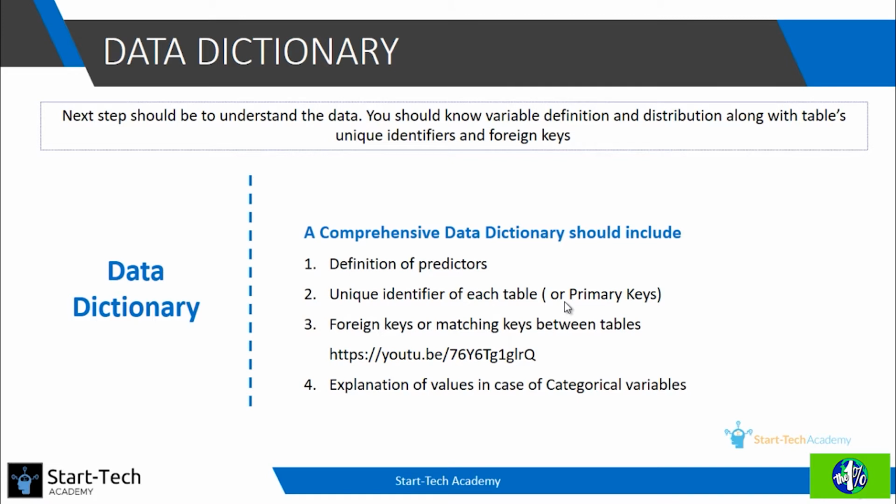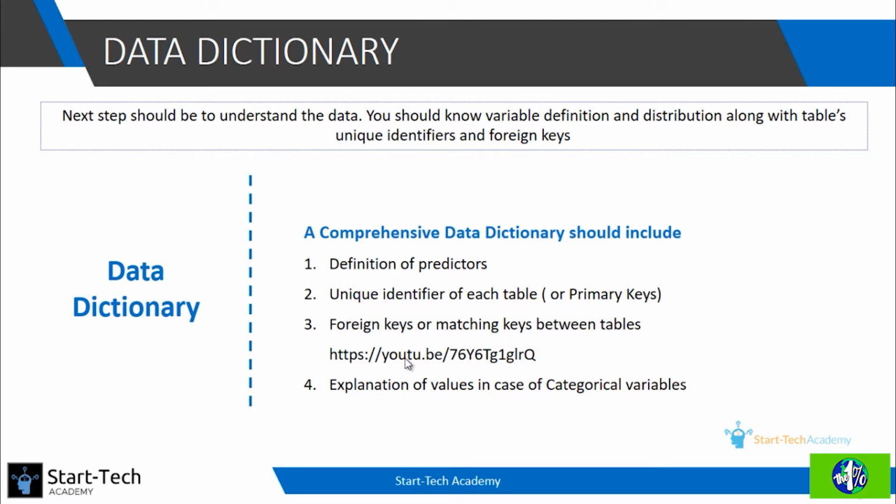If you want to learn more about primary and secondary keys, you can look at our video here. We have shared the link here. This video is part of our another course on database management using SQL. Lastly, if there is a categorical variable in the data, all its values should also be explained.